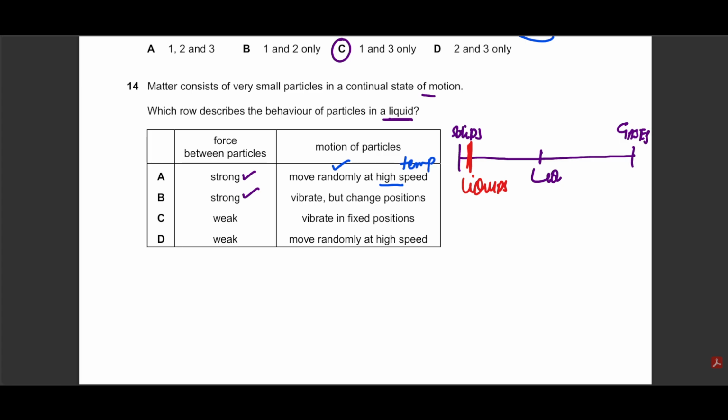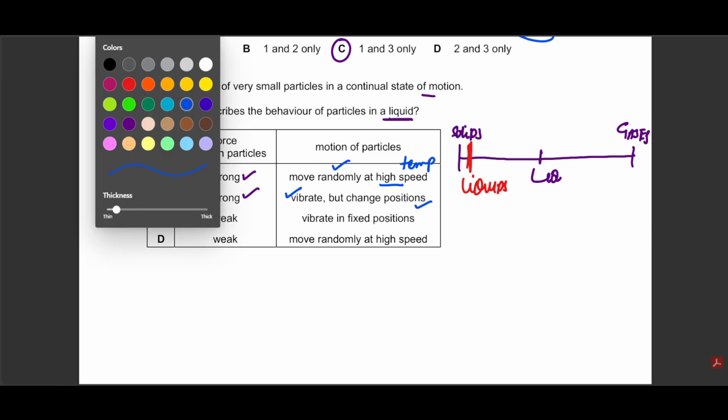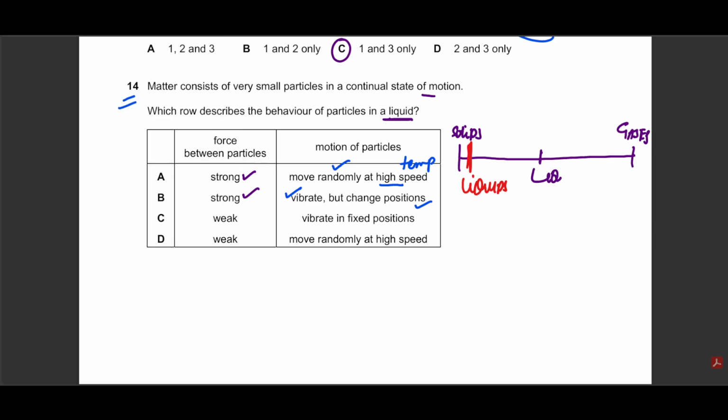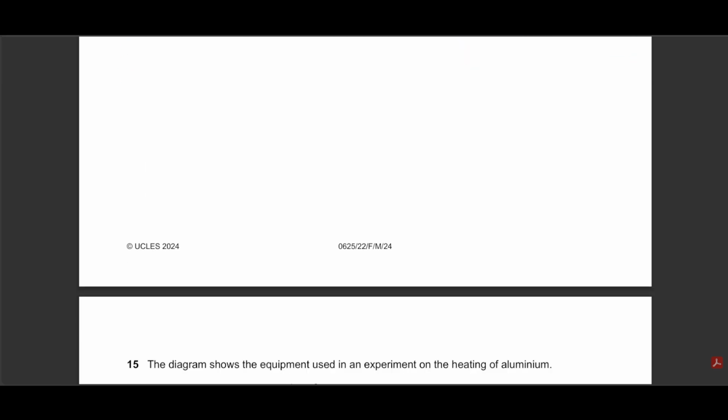Other than that, the particles do vibrate about their positions, but they do change positions. Solids vibrate, but they can't change their position. That's why we say they're vibrating in fixed positions. This is a question that tries to dig deep into the vocabulary you're going to use for these questions, and option B will be the right answer.